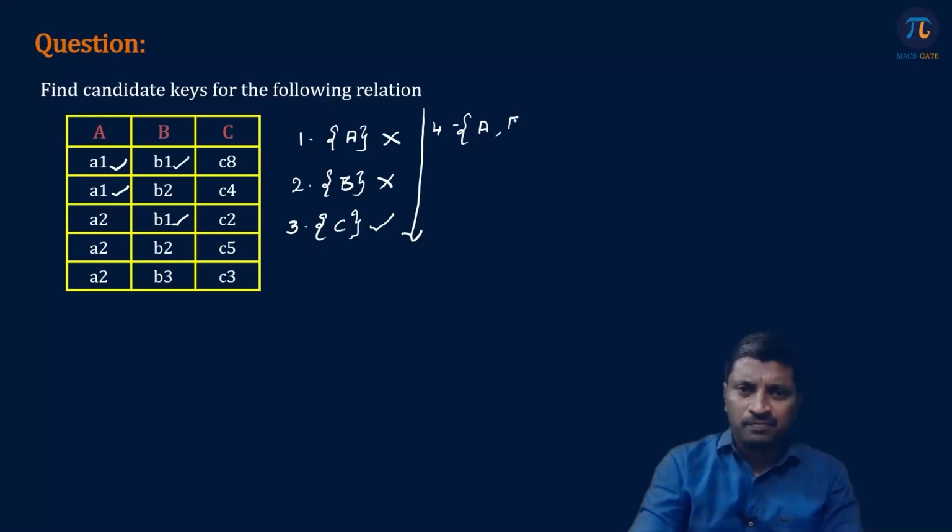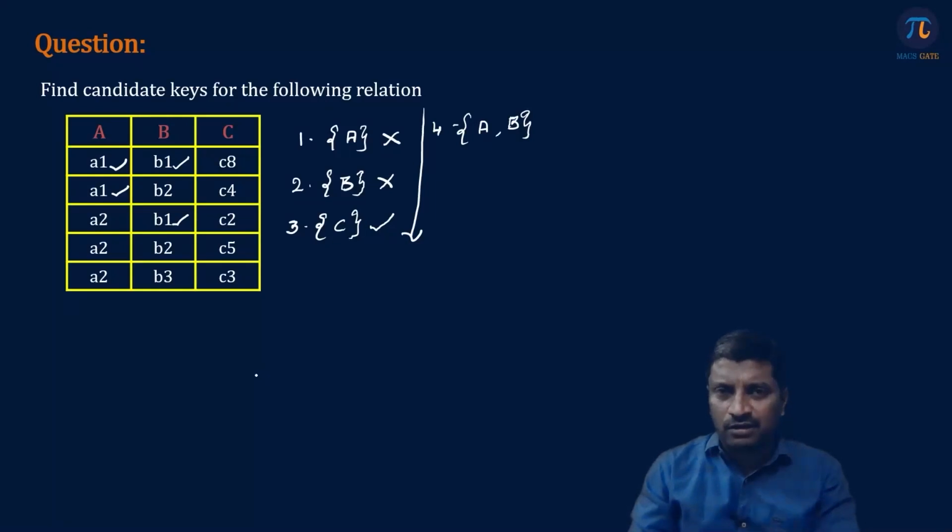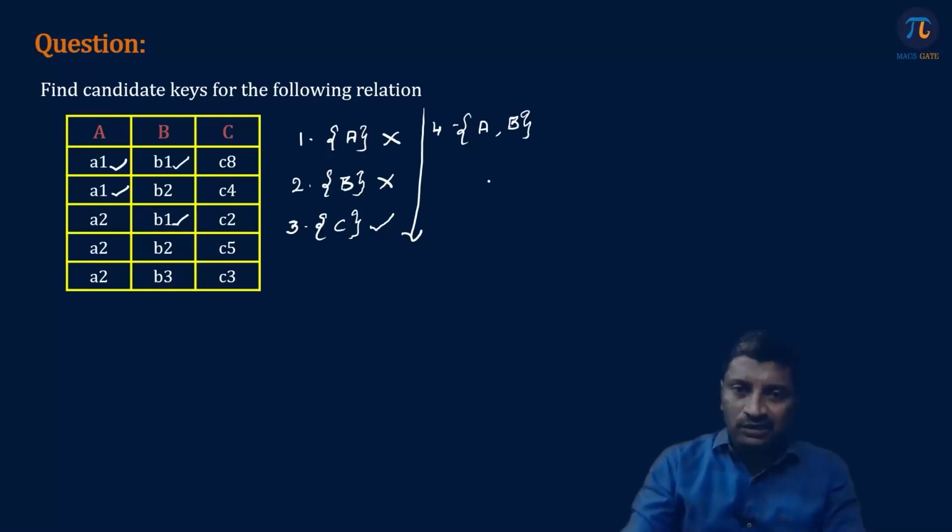Is that clear, sir? So now the next set. A, B. Before verifying whether any set is a candidate key or not, first verify whether any subpart or subset of that attribute set is already a candidate key or not. In this case, A is not a candidate key, B is not a candidate key. So it can be minimal. It is minimal, but I don't know whether it identifies the records uniquely or not. That we need to verify. So now consider the attributes A and B.